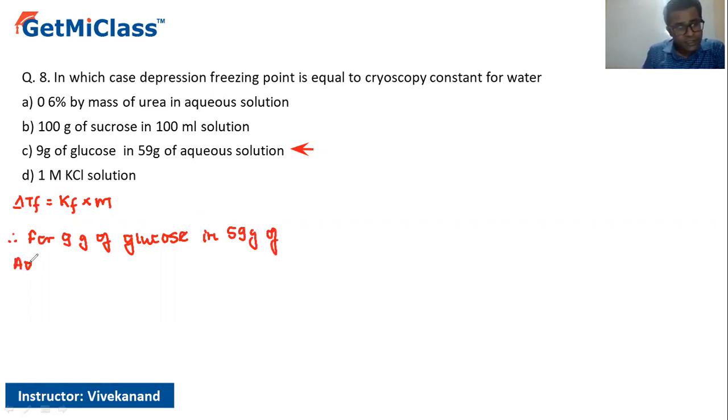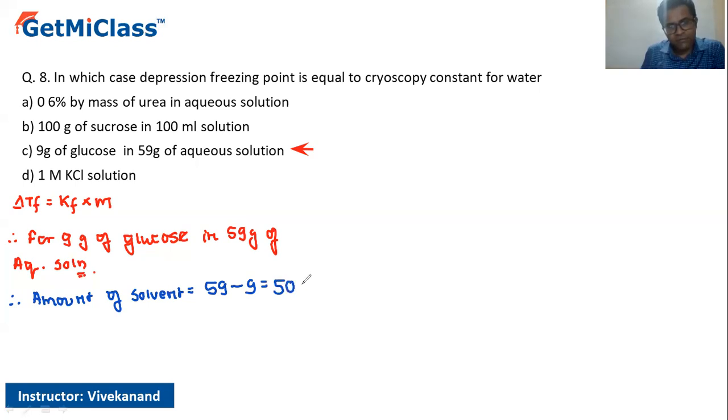of aqueous solution, right? So in the aqueous solution, first thing, we need the amount of solvent. Calculating the amount of solvent, that is going to be the solution, 59 grams, minus 9 grams, that is the glucose we have added. That means 50 grams is the amount of solvent. This is the first thing that we need to understand, right?